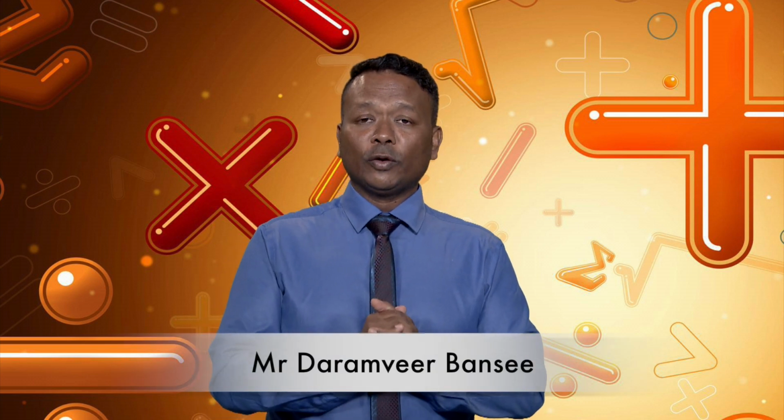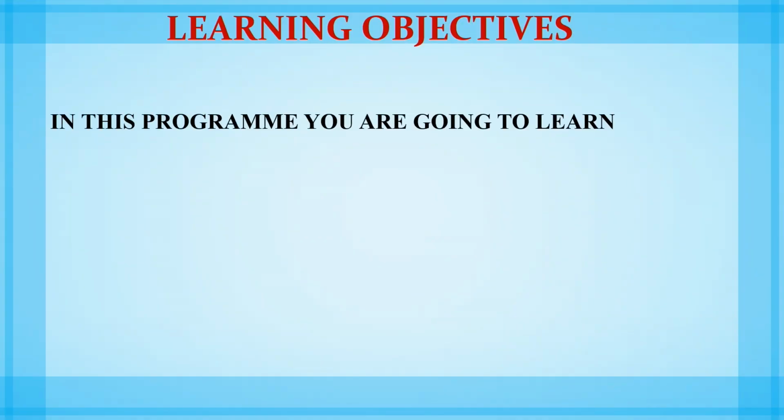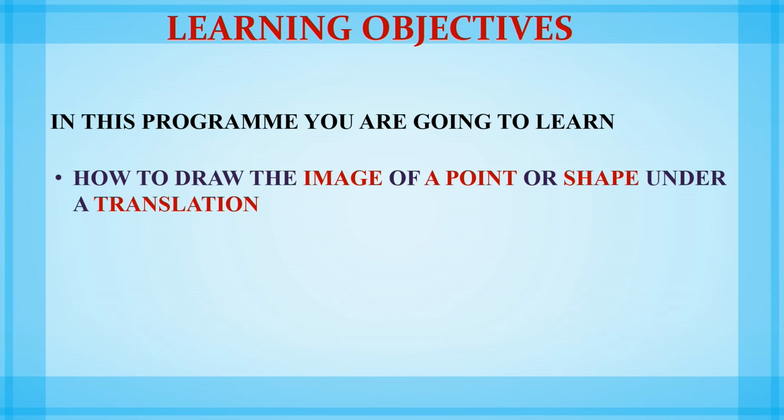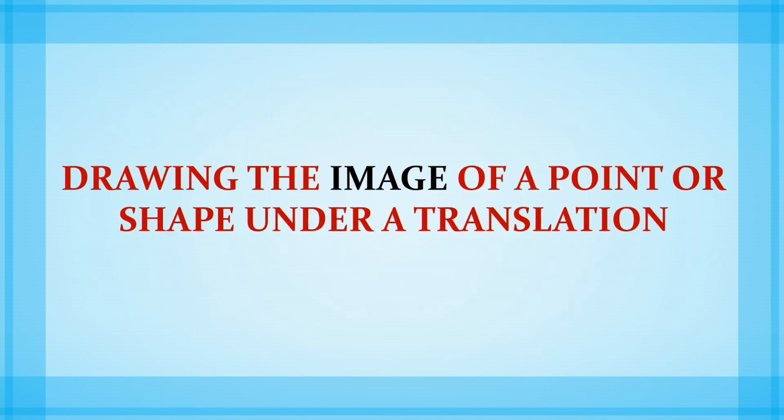In this video, we are going to talk about the chapter Vectors and Translation. Well friends, this session is the fourth and final part regarding this chapter. So let's start. In this program, you are going to learn how to draw the image of a point or shape under a translation and how to draw the object when image and translation vector are given. Let's begin by learning about drawing the image of a point or shape under a translation.